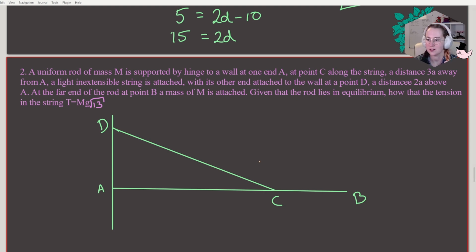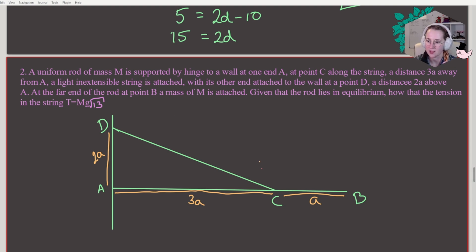Applying some distances here, we're told that this distance here is 3A. This distance here is 2A. We should be told the length of the rod. The distance here, finally, is A. So those are all of our lengths. We don't know how long the string is, but we don't need to for the moment.